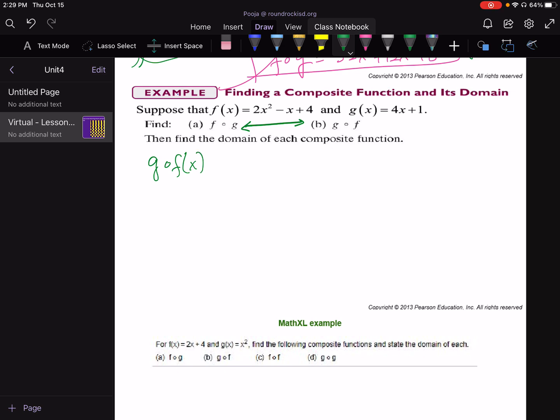And then the rules don't change. You have to take the second function and fuse it into the first one. So for that, I'm going to first write the first function. And then wherever x is, I'm going to plug in the g function there. I mean the f function. See, the f function goes into the g function.